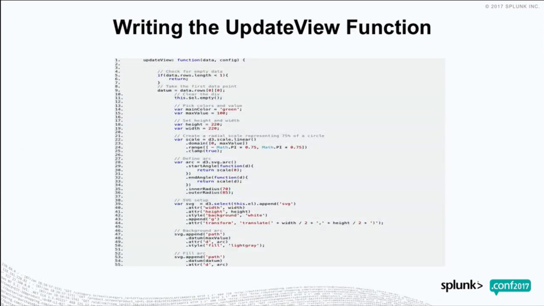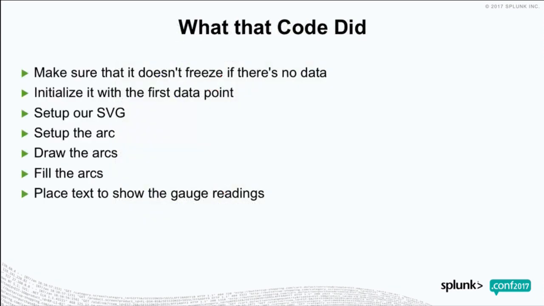And then we go into the update view function, and at that point, we're setting the size, we're setting the scale. Also, the first thing that we do is we make sure that it doesn't freeze or break if there's no data, and then we initialize it with the first data point.